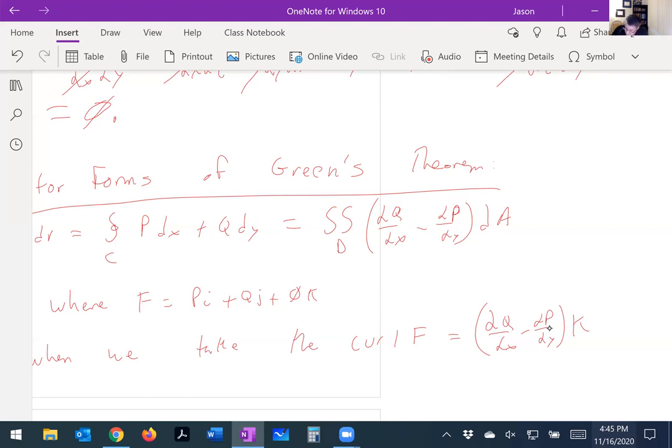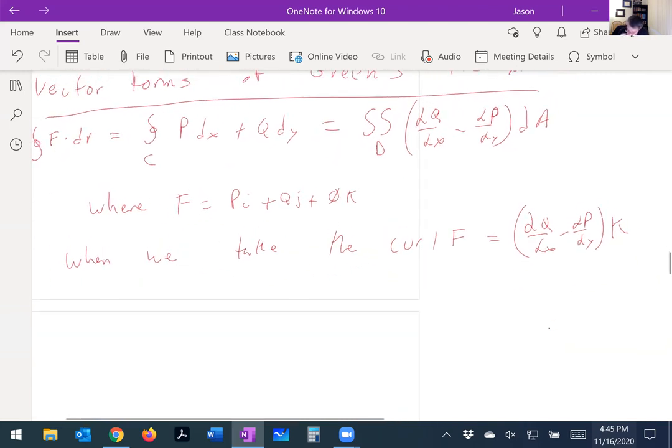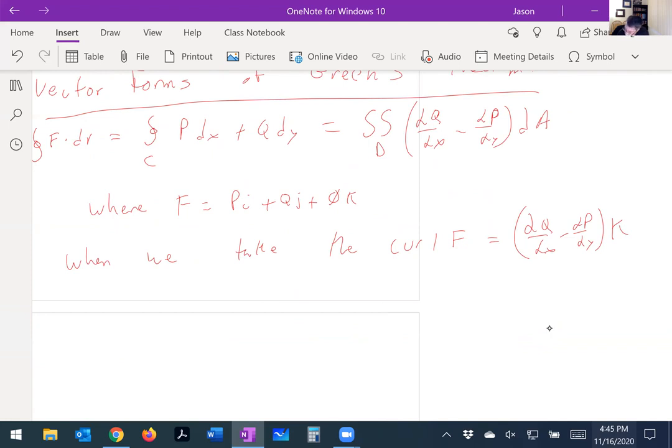Nice. Let's take this curl and dot it with k and see what we get. If I take M in the k direction and dot that with k, what does it equal? Think of it like this: this is 0, 0, M, dotted with 0, 0, 1. What's the only thing that's going to survive there?